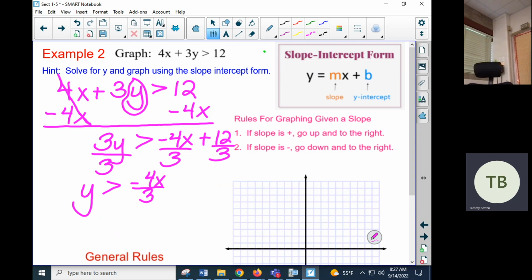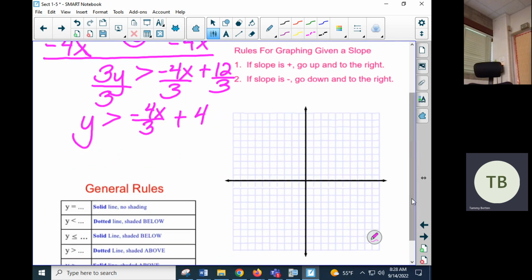If it was like negative 4 over 8, you would want to reduce that fraction. But because it's in front of x, you want it to be as a fraction. Don't put it as a mixed number or a decimal, because you're going to use that slope to graph it. And then here you'd go 12 divided by 3, which is 4.